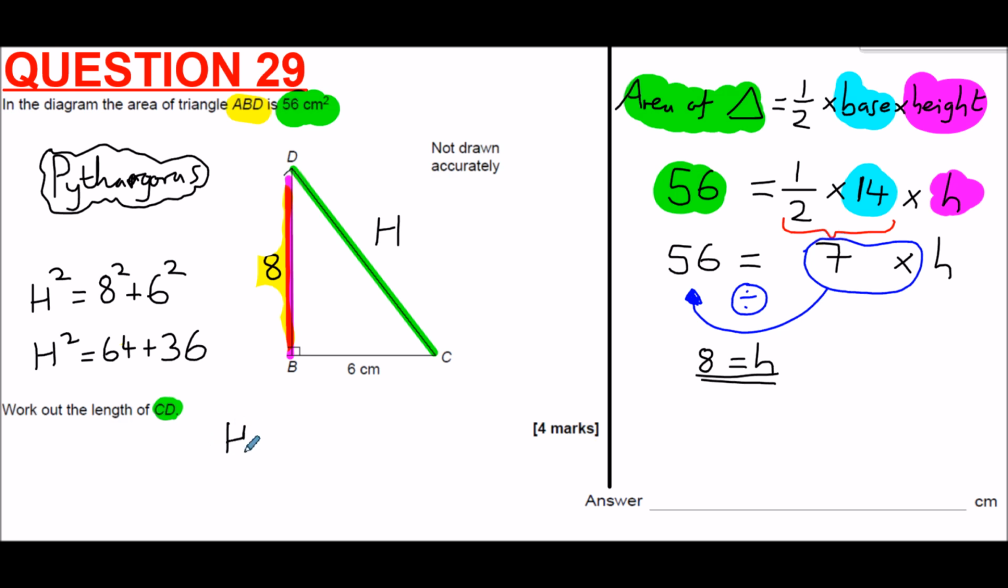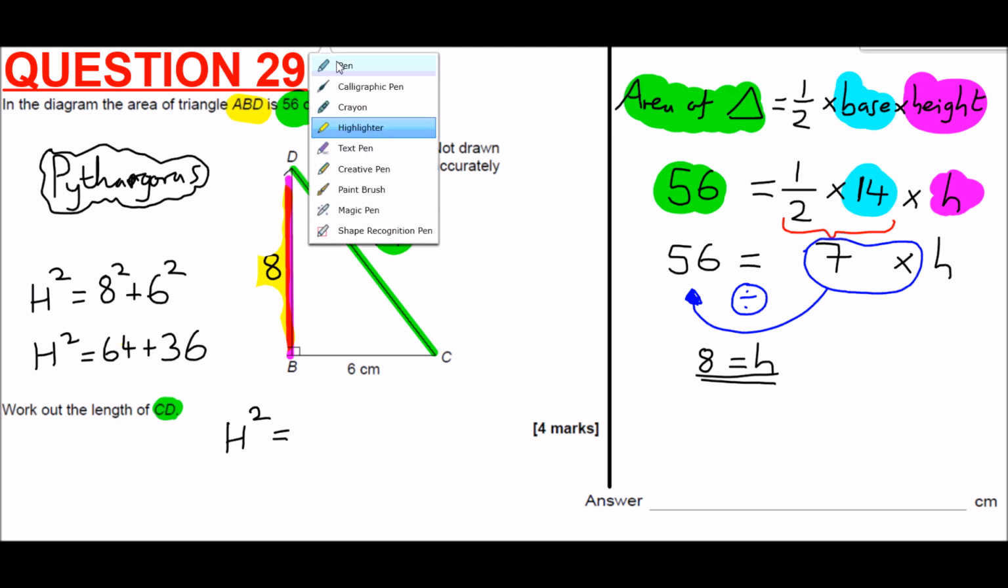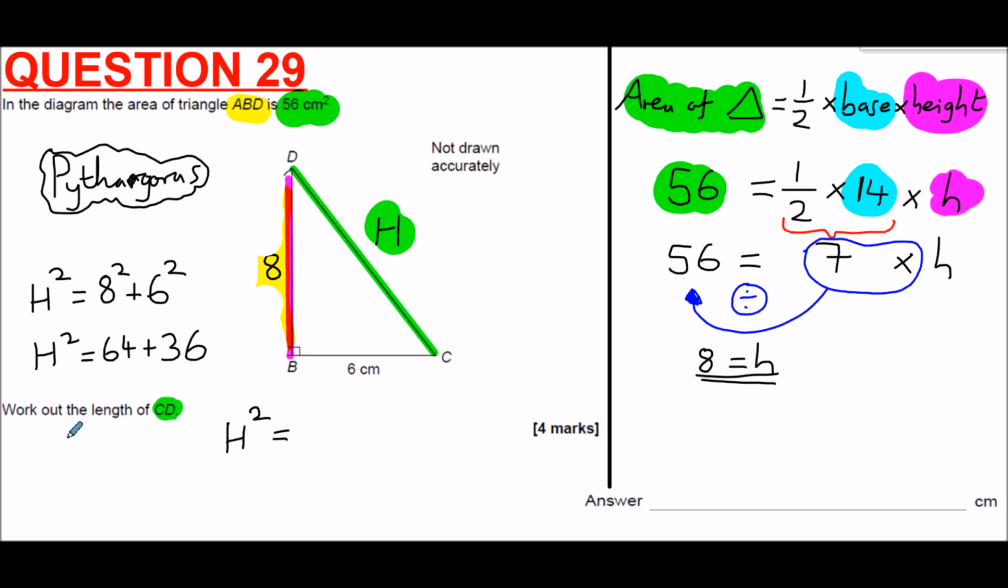So h squared, by the way, is CD. So if that hasn't been clear to you, I'll try and make it clear there. So h squared equals 64 plus 36. So either way around you do it, you should get 100, but let's just see. 4 plus 6 is 10. Put the 0, carry 1 along. And finally, 6 plus 3 is 9, plus a carried 1 is 10. So h squared equals 100.